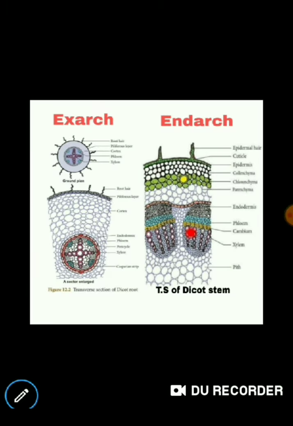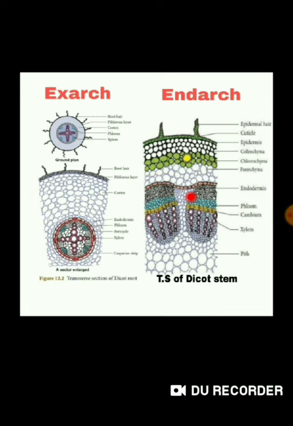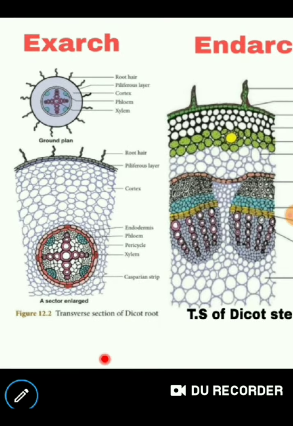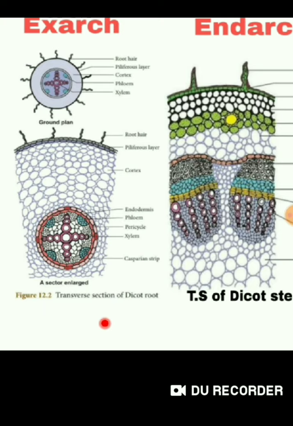And last, we can see one more type. Based on the developmental pattern and arrangement of xylem, we can classify them into endarch and exarch. Already we have seen the classification based on the arrangement of xylem and phloem. Now we'll see the classification based on the developmental pattern. To understand endarch and exarch, we need to know about two words, that is protoxylem and metaxylem. Students, see this picture properly. Protoxylem and metaxylem, both are related to xylem.